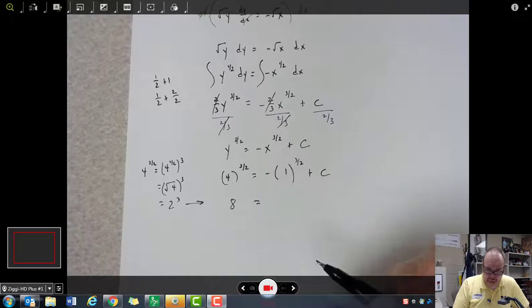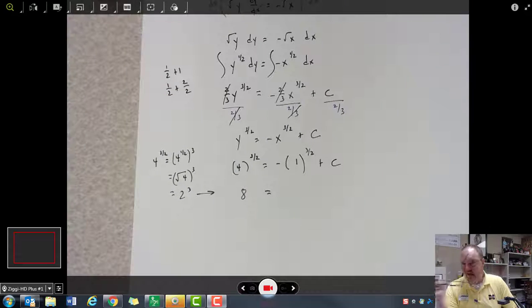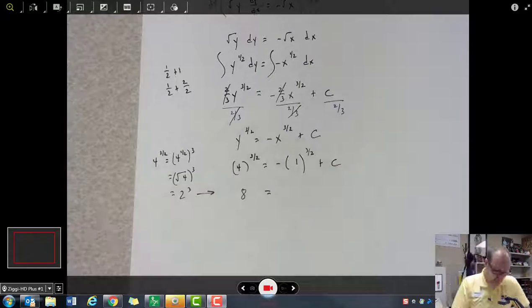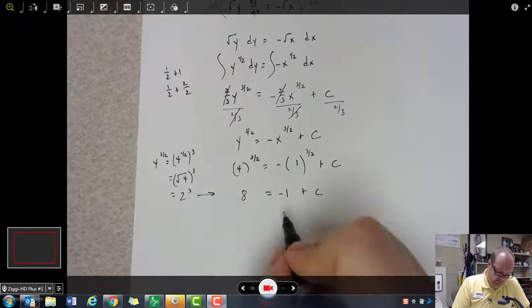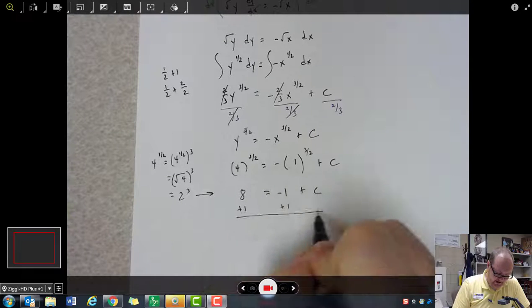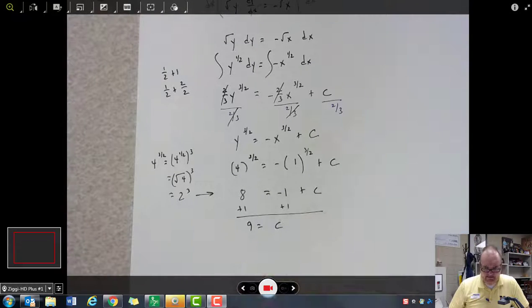And 1 to the 3/2, I'm tempted to say 1 to any power is 1, and that's kind of sort of true. That causes us a few issues in Cal 3, but nonetheless, the square root of 1 is 1, cubed is still 1. This makes it be negative 1. And so if I add 1 to either side, finally I get that c is 9. So again, that's not a solution. That's just a piece of the actual solution.